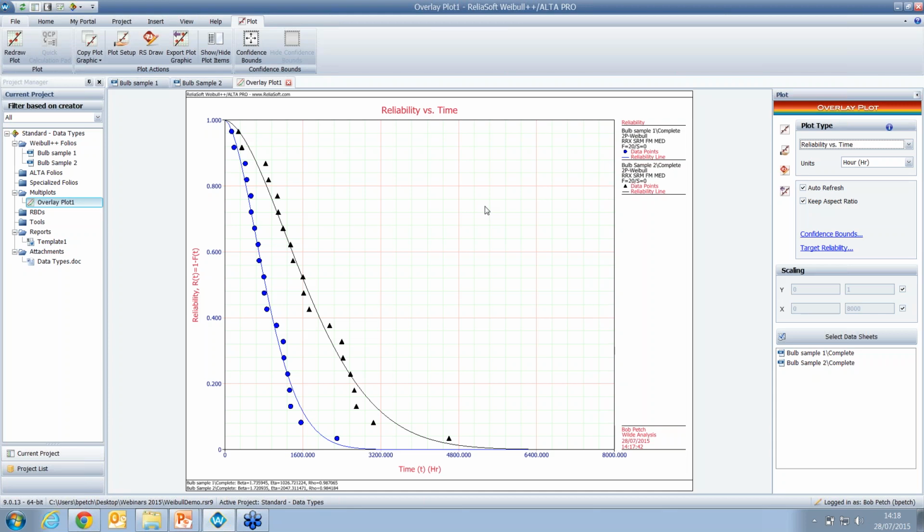From here, these plots can then be exported as images, or the results exported to MS Office or stored within the ReliaSoft repository as required. That concludes the demonstration of the software, and I'd like to pass back over to Simon.